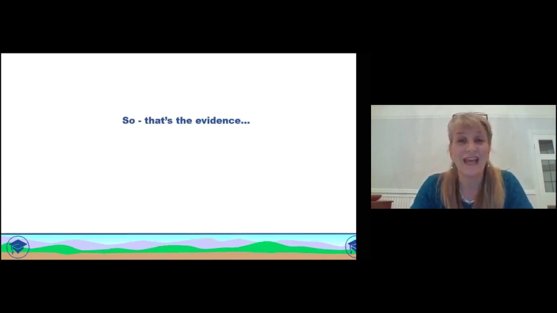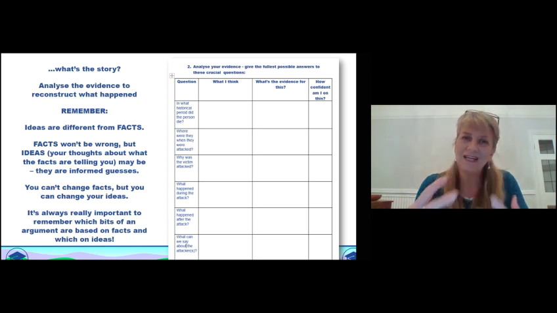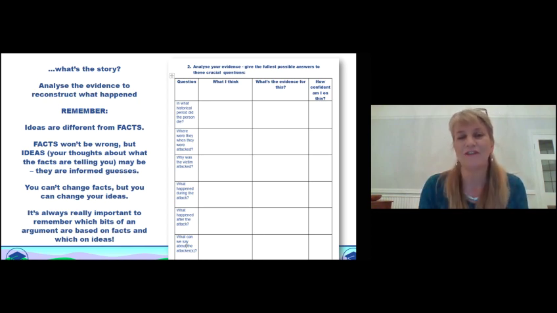So that's the evidence. What's the story? So what you can do now that I've shown you what we know is analyse all of that evidence to try and reconstruct what happened. And remember, when you're doing this, that the ideas, your theories about what happened are different to the facts. I've given you the facts, the evidence. Those won't change, those won't be wrong unless we've made a huge mistake. Facts are not wrong.